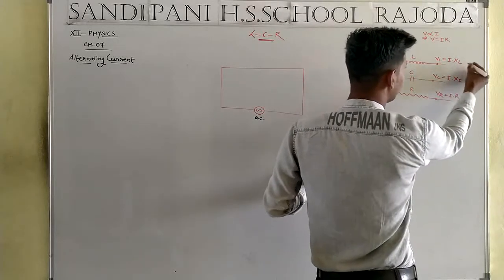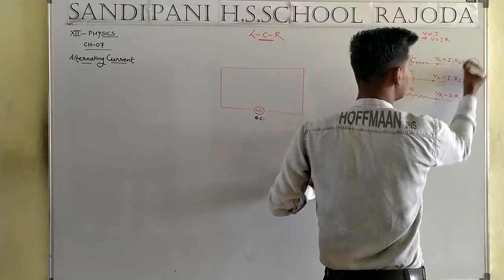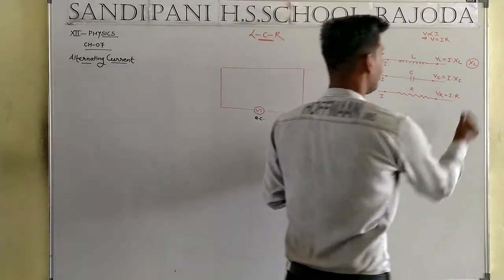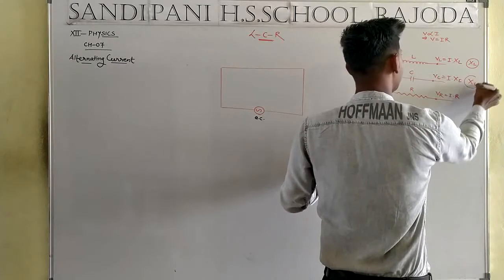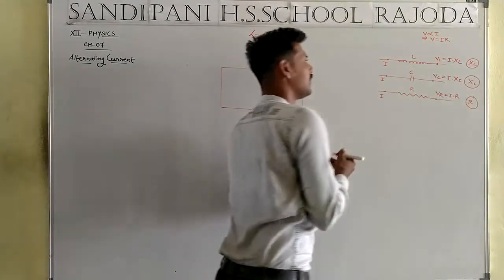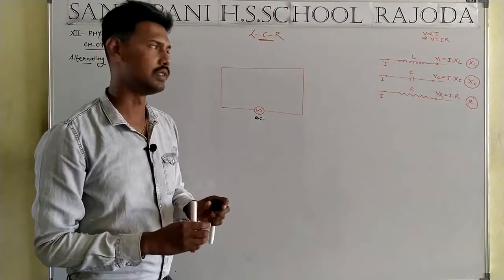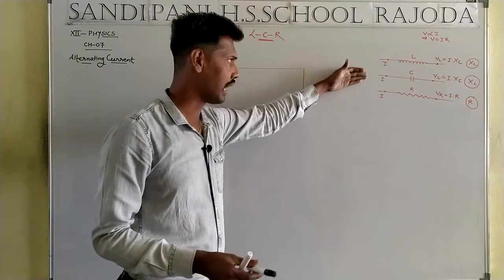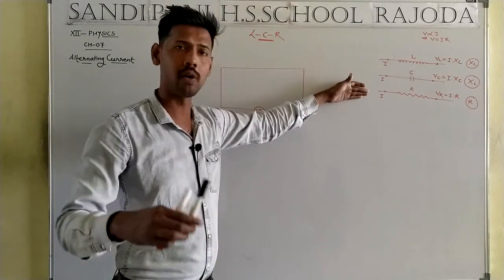What is the meaning of this sentence? XL means a resistance of the inductor. XC means resistance of the capacitor, and capital R means resistance of the ohmic resistor. Student, XL मतलब क्या होता है? Resistance. XC also resistance, R also resistance.